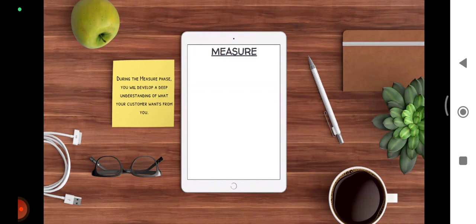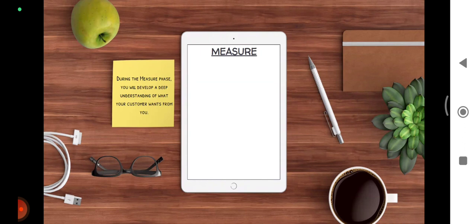Okay, so by the end of the measure phase, you should have determined, can you actually measure this process? Can you actually measure the size of this problem? And then also you have to determine how your process is performing. That is how you develop a deep understanding of what your customer wants from you.